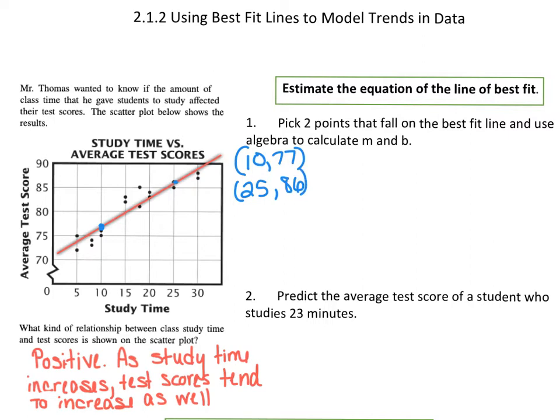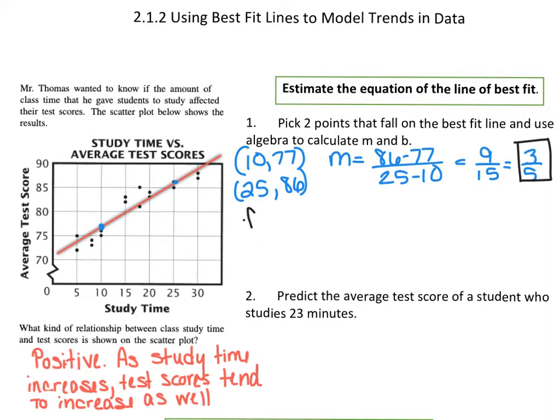Now we're going to model this best fit line with a linear equation. It's just a line. So we're going to compute our slope by doing 86 minus 77 over 25 minus 10. I will mention that often when you're finding your best fit line, your numbers are not going to work out to be real pretty. And this is just an estimate, because the reality is the line I drew might be very different than the line you drew.